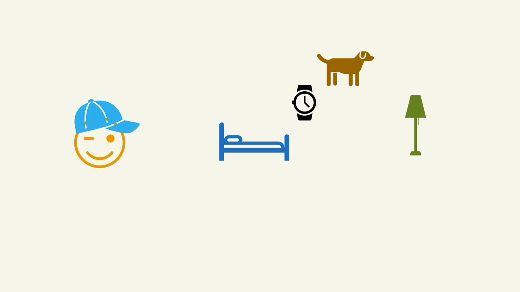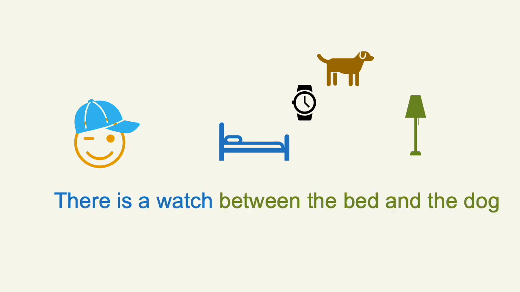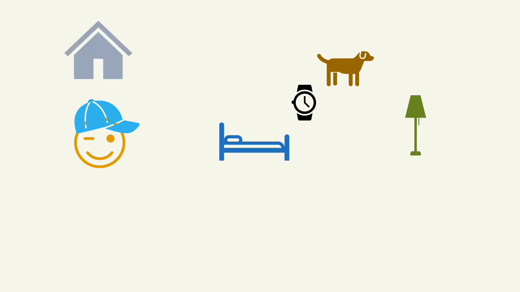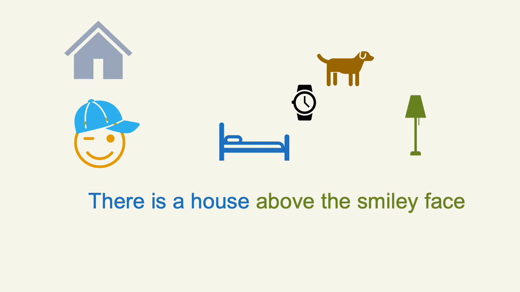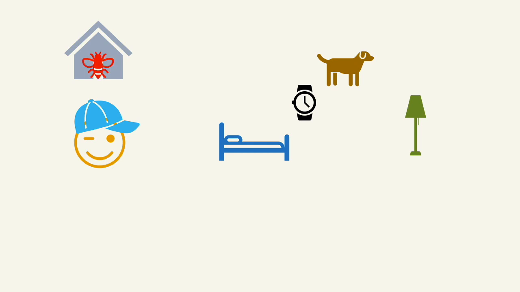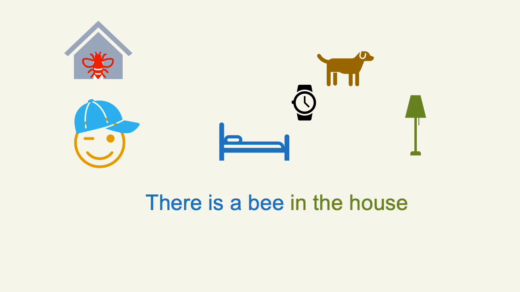Now, let's draw a watch over here. There is a watch between the bed and the dog. How about this one? This one is easy, right? There is a house above the smiley face. And the last but not the least, a bee over here. There is a bee in the house. Good job.